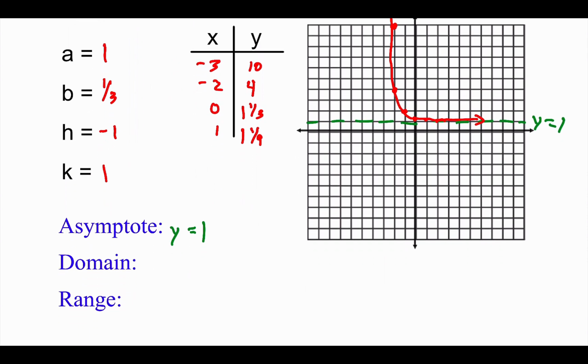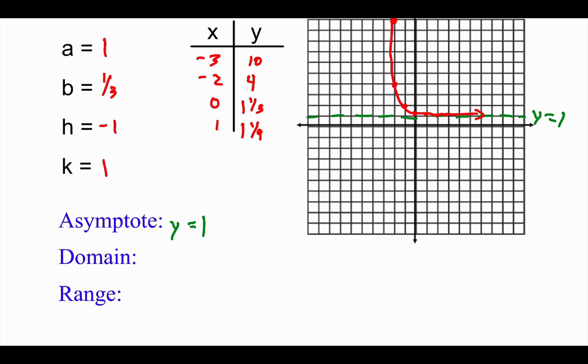All right, last 2 parts of this one. What's the domain? All real numbers. What's the range? Y is greater than 1. It's everything that's above that asymptote. Y is greater than 1.